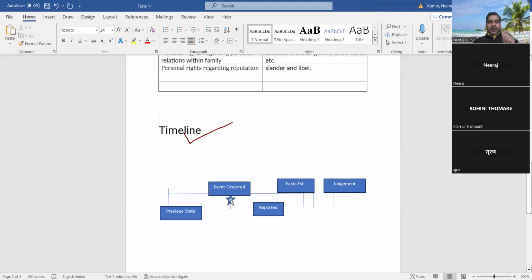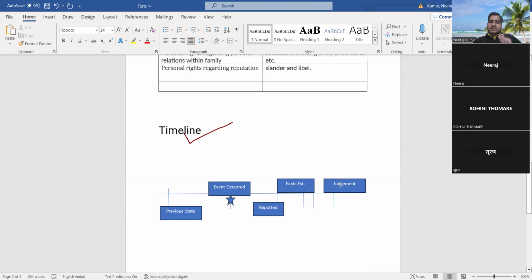When the exact event happens, whenever, this time is very important. Before it is the previous state, and after that incident, I put it this way: reported, facts established, and judgment. These are important everywhere, whether it's IPC or contract, anywhere. So the event happened that caused the tort, and after that it was reported, then a lot of argument happened, and then the facts were established, and then there is a judgment.